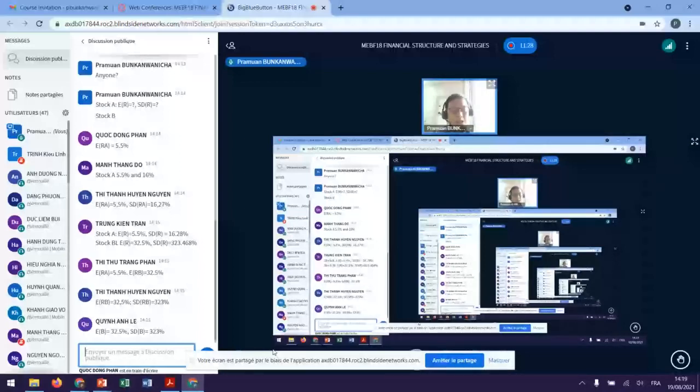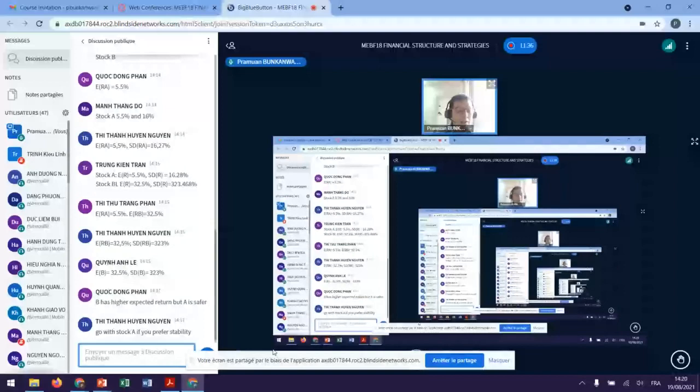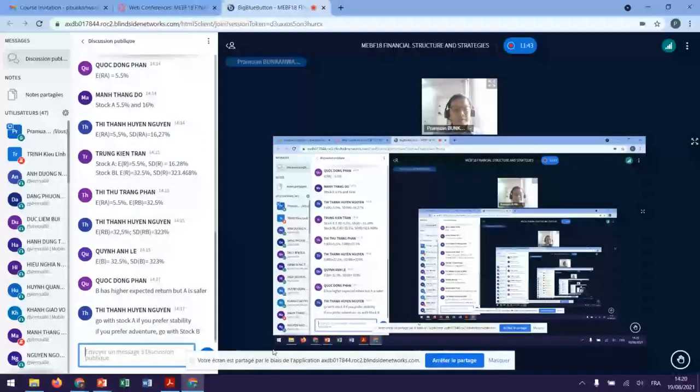B has a higher expected return, but A is safer. Okay. Go with stock A if you prefer stability. If you prefer adventure, go with stock B.